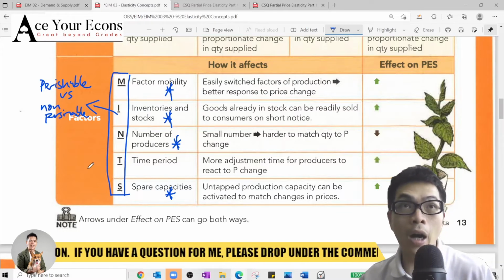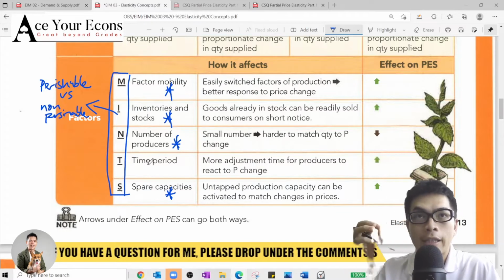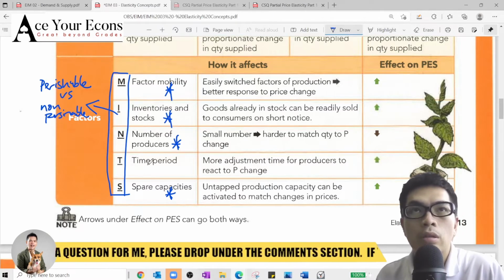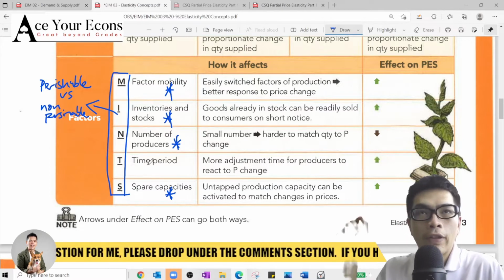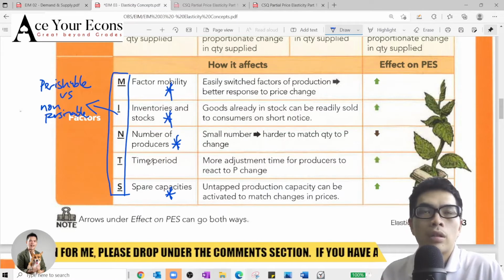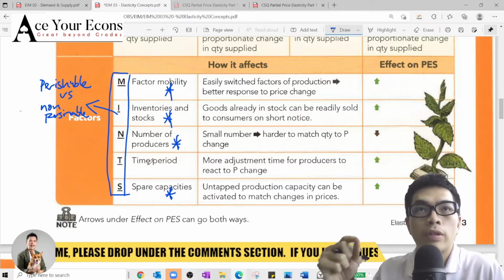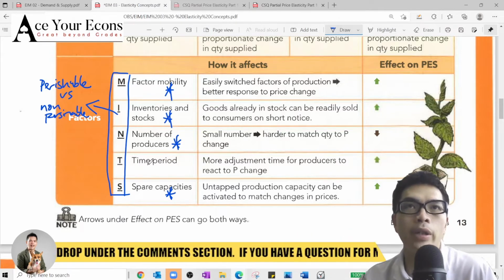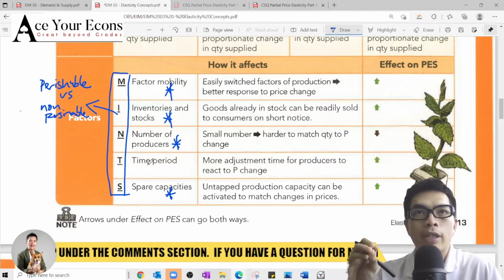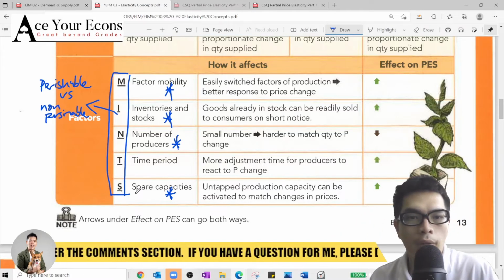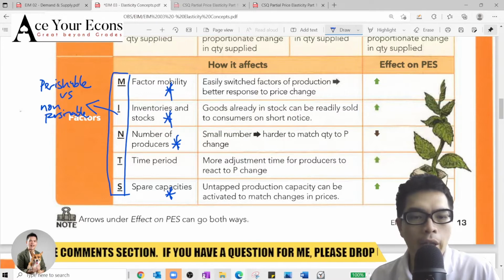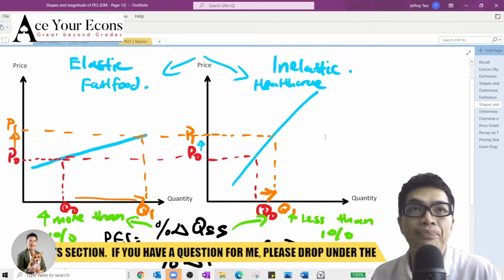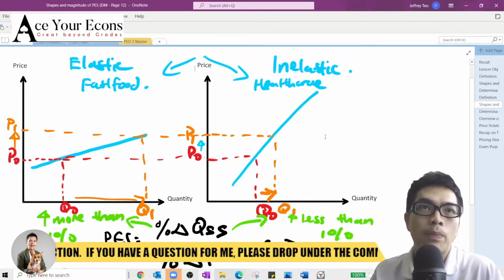Alright, so for number of sellers here, we are looking at the number of sellers at the given time period. At a given time period, how do producers respond to price changes? So let's say at a given time period, there is only one producer producing a specific good. Then we can conclude that your PES is going to be inelastic. If there's only one producer, they are not responsive to price changes.